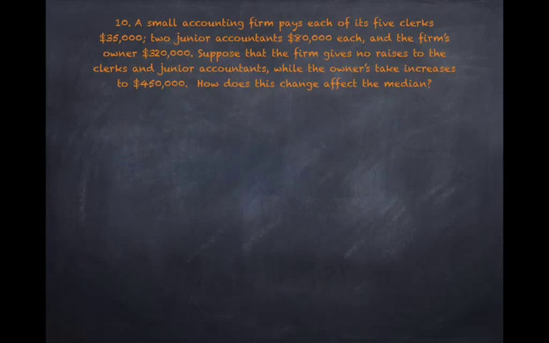And so let's just look at this. You could do this on your calculator, but let's just write this out. Here you have 5 clerks that are making $35,000. And so let's just write 35,000 5 times. Then what you have are 2 junior accountants making $80,000. And then you have the owner making the $32,000 here. Not $32,000, $320,000.